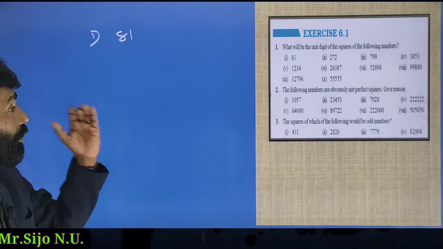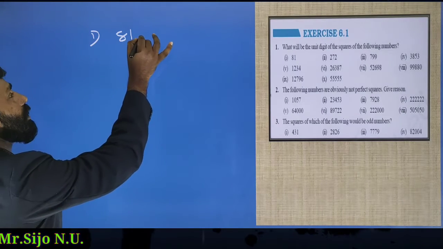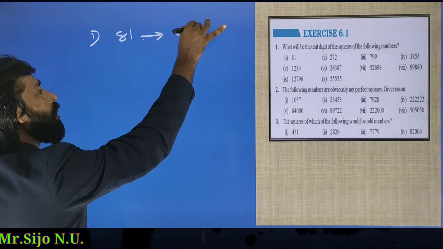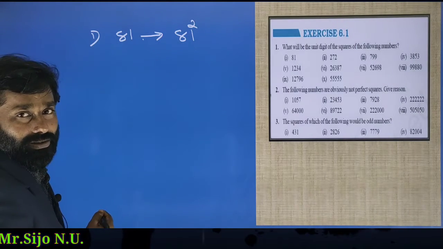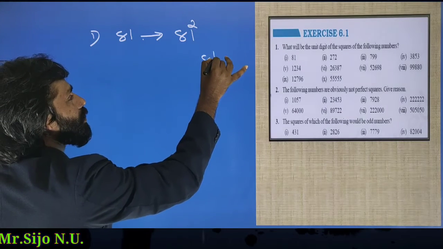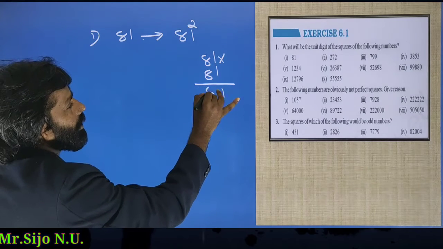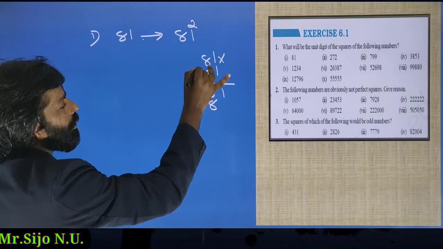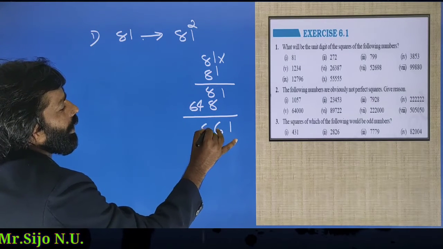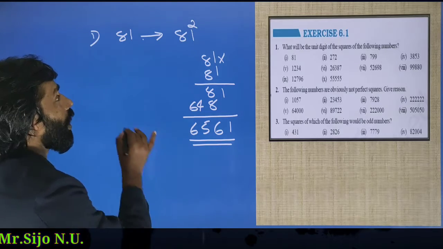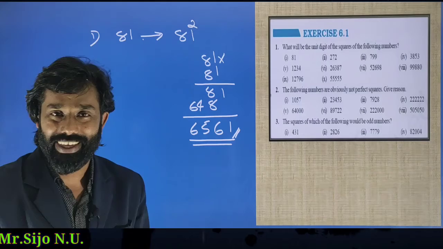So, to find out the unit digit of the square of this number, what we have to do? We have to find the square of this number. So 81 square we have to find out, and we have to find the unit place digit. 81 into 81: 1 into 1 is 1, 1 into 8 is 8, 8 into 1 is 8, 8 into 8 is 64. When we are adding, 1, 16, 1 carry, 5, 6, we are getting this. And what will be the unit digit? We are getting 1.